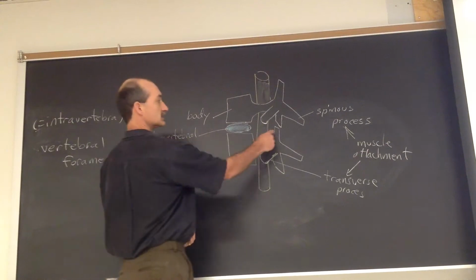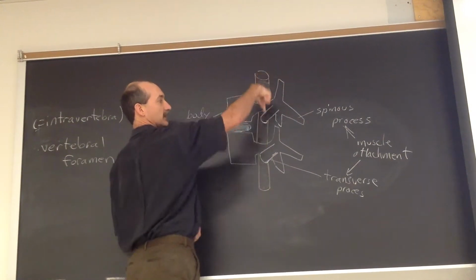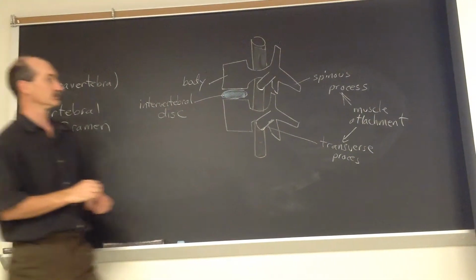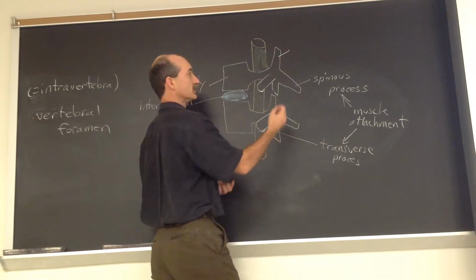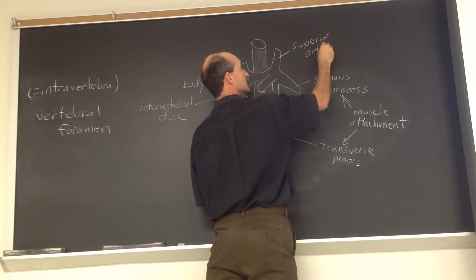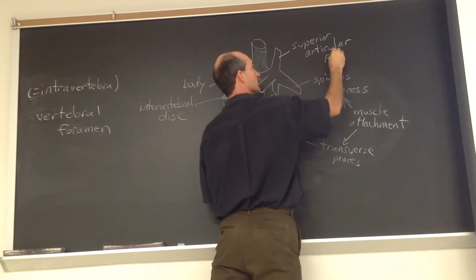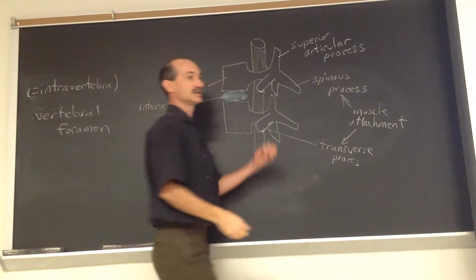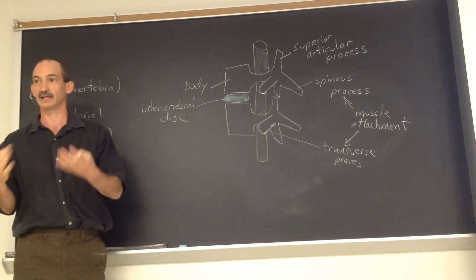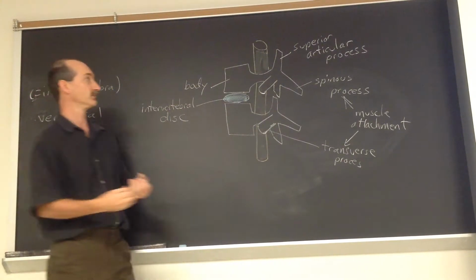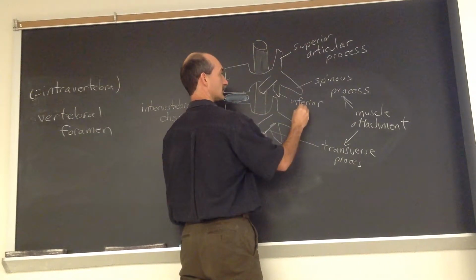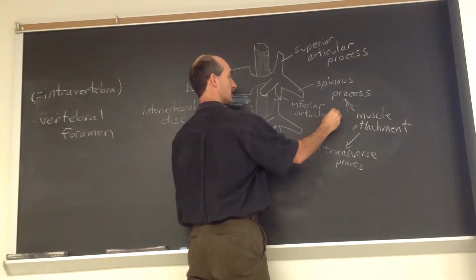We also see these projecting points in the superior and inferior direction that allow the vertebrae to connect with one another. The one that points in the superior direction, we're going to call a superior articular process. Superior because it points in the superior direction, and articular because it articulates. Articulation refers to a bone-to-bone connection. And then our bottom one is going to be inferior articular process.